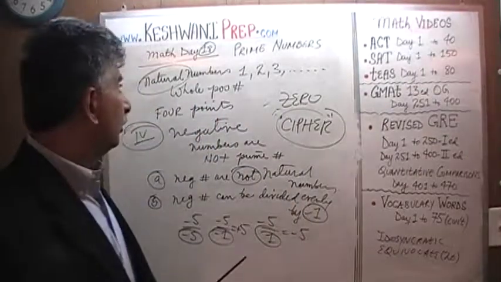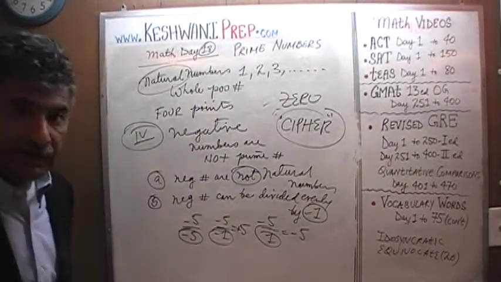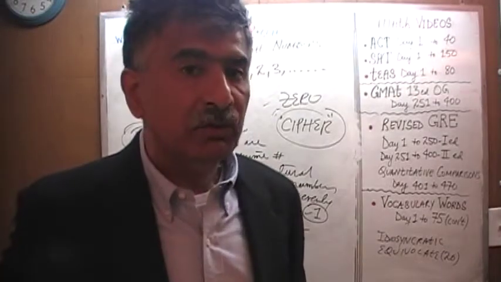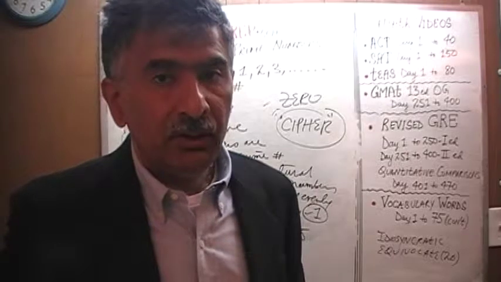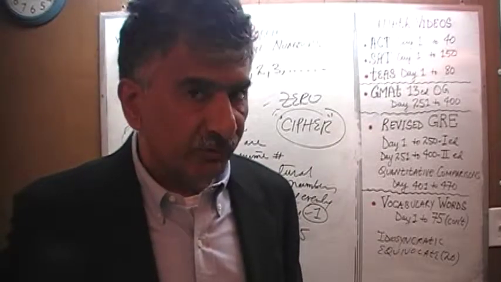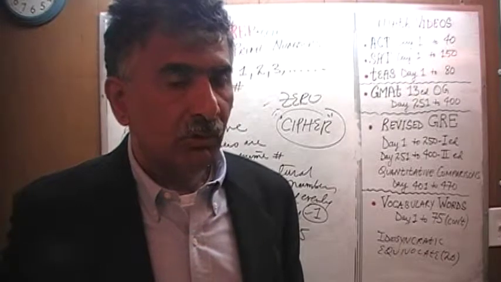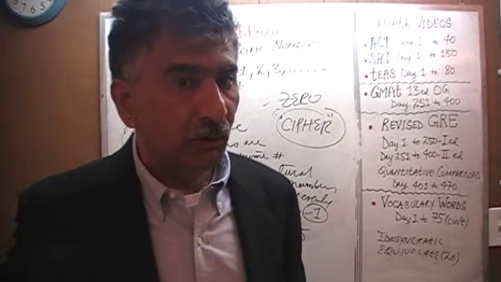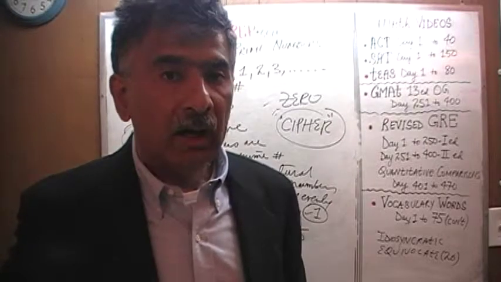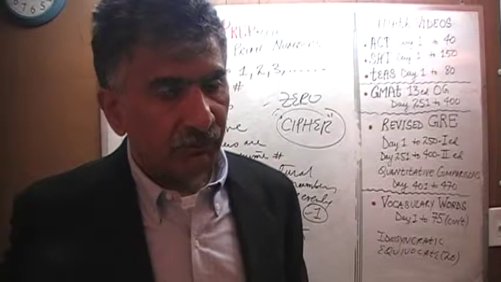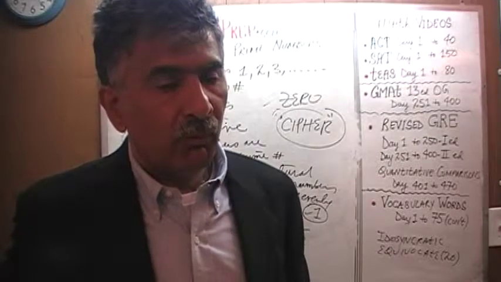Now listen, what we're going to do tomorrow, in lesson number 19 and lesson number 20, we're going to actually make a list of prime numbers. In tomorrow's lesson, lesson number 19, we'll do prime numbers 1 through 50. And the day after tomorrow, we're going to do the prime numbers 51 through 100. And what we're going to learn in those two videos is how to spot a prime number, how to recognize a prime number. Because sometimes people make one or two mistakes.